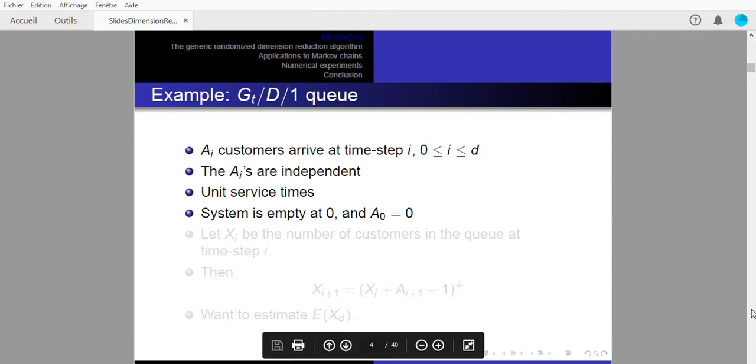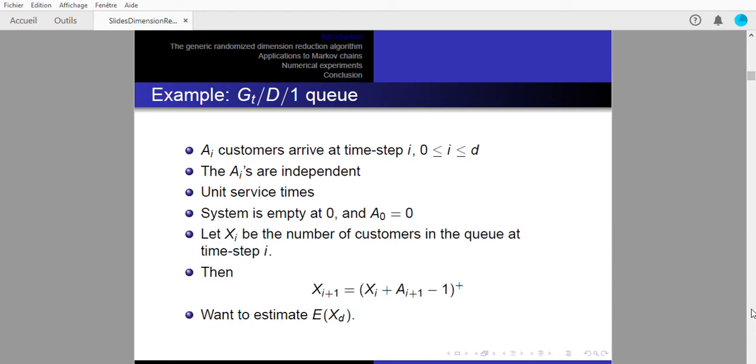So let's start with a simple example. We have a GI/D/1 queue, and we have ai customers that arrive at time step i for i between 0 and d. We assume that the arrivals are independent, and that the service times are equal to 1. And we assume that the system is empty at 0, and there are no arrivals at time 0. And we are interested in estimating the expected value of the number of customers in the queue at time step d.